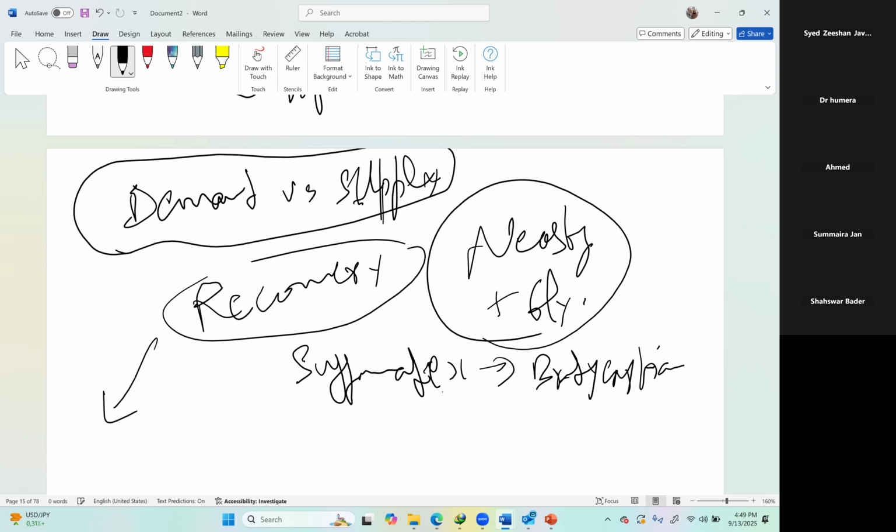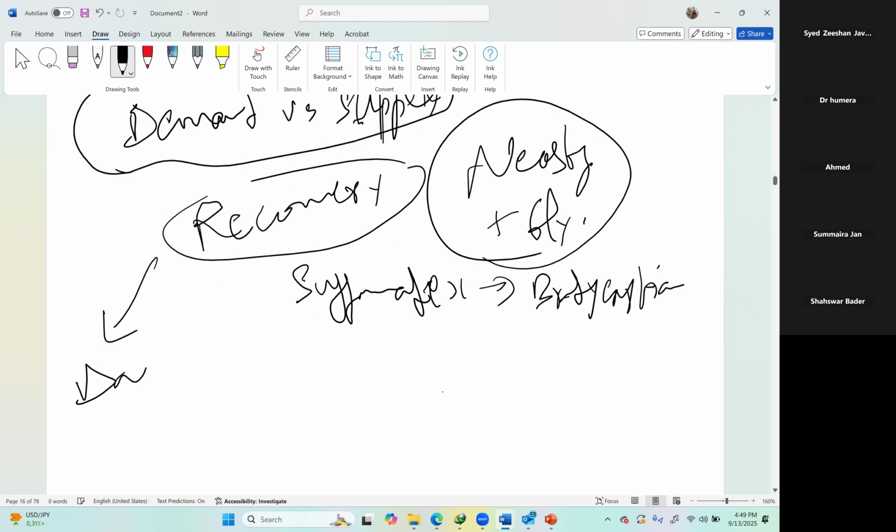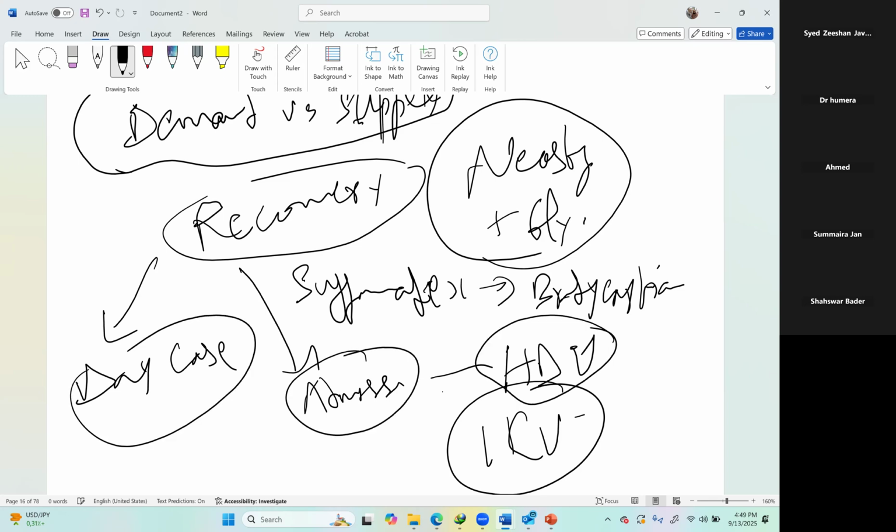And then another important point will be recovery, as a day case. They can ask you whether it can be done as a day case or with admission to ward or HDU or ICU. You should know what the reasons for HDU admission will be, and what the problems will be if you want to do it as a day case.